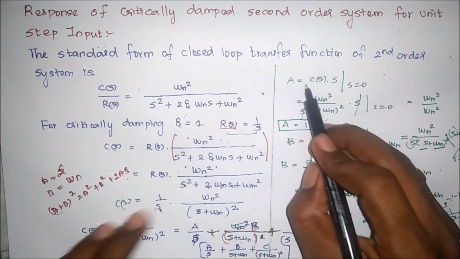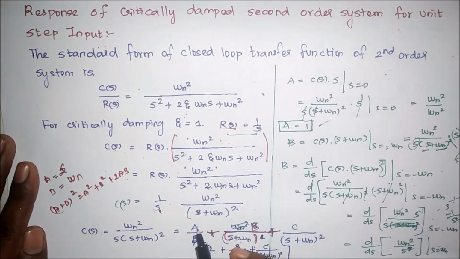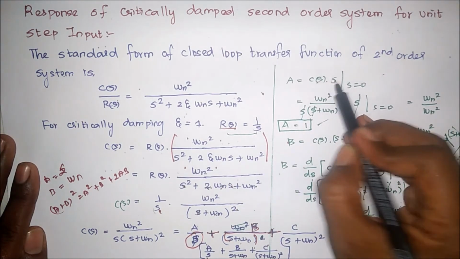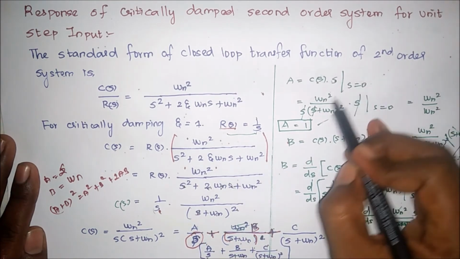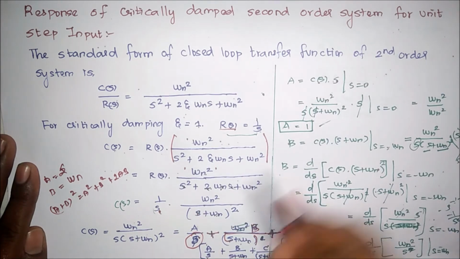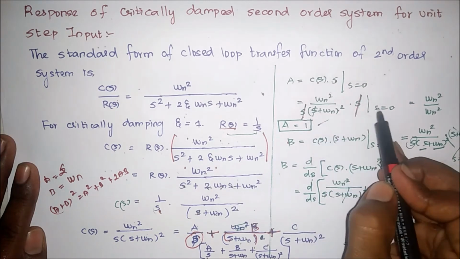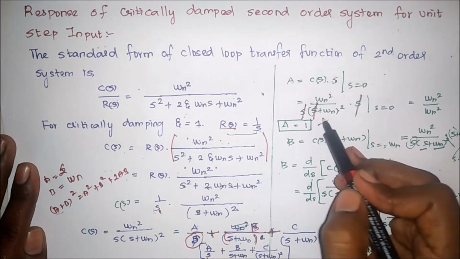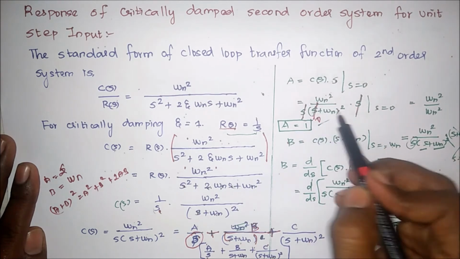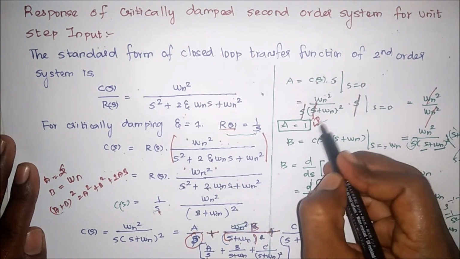To calculate A, according to the partial fraction concept, we take C(S) into S, whose root is S equal to 0. C(S) equals omega n square divided by S into (S plus omega n) the whole square. This S and this S get cancelled. If we substitute S equal to 0, finally A equals omega n square divided by omega n square. After cancelling these two, we get A equal to 1.